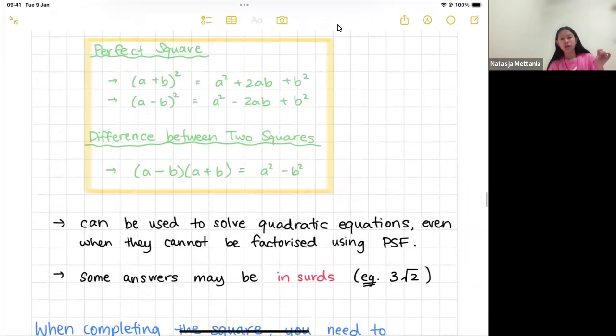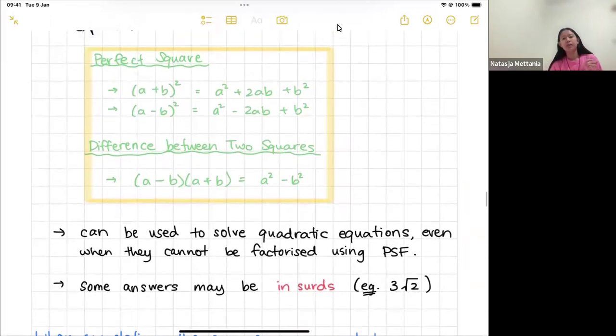A few things about completing the square is that it can be used to solve quadratic equations even when they cannot be factorized using PSF. What I mean by that is basically the factors that you use to solve those quadratic equations, normally using PSF, aren't really nice numbers. They're not whole numbers. They're very weird and disgusting numbers. That's the easiest way that I can explain it for you.